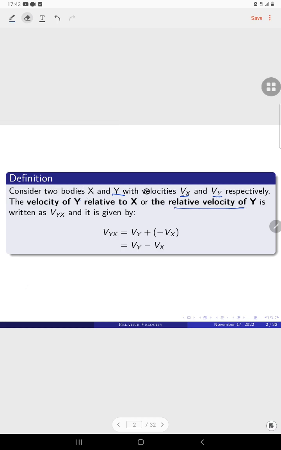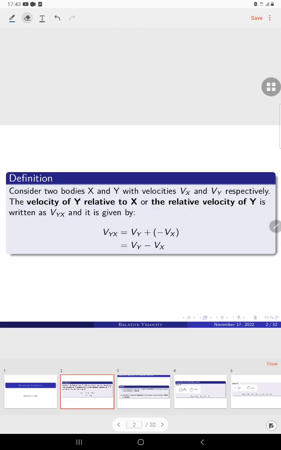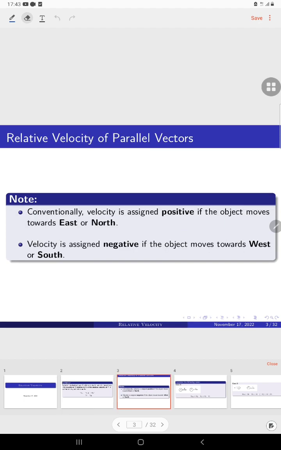The position and the direction in which the bodies are moving will determine how X will see the other one. So let's take it from there. I want us to note this as we move on, and you are going to appreciate what I'm saying clearly.